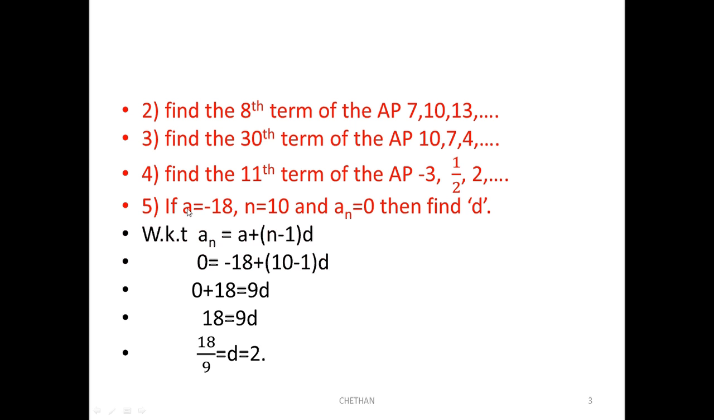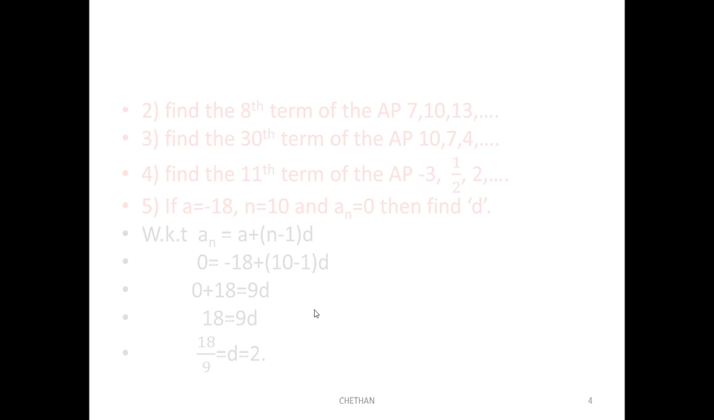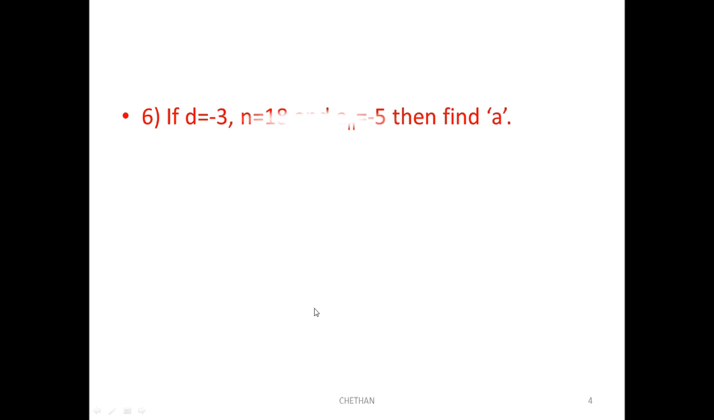Do you understand this? In the place of a I am putting minus 18. In the place of n I am putting 10. In the place of an I am taking 0, and just do the simplification simply. You will get the common difference d. Do you understand this? Yes. We are going to the next problem.